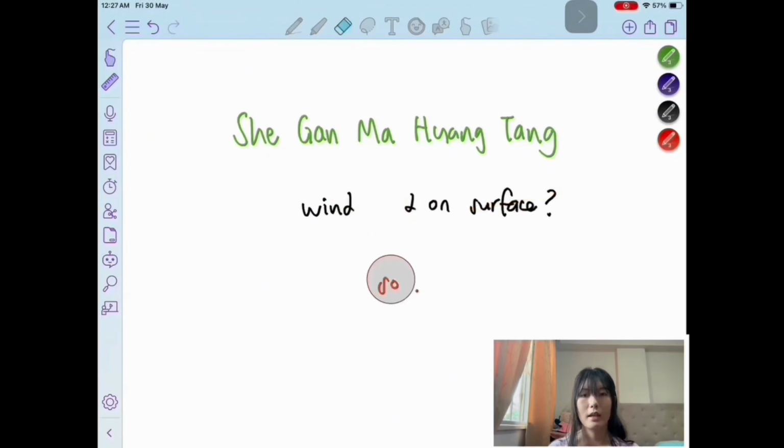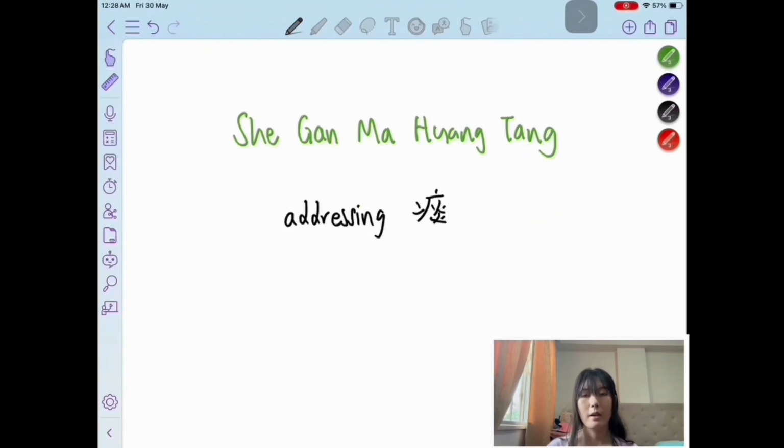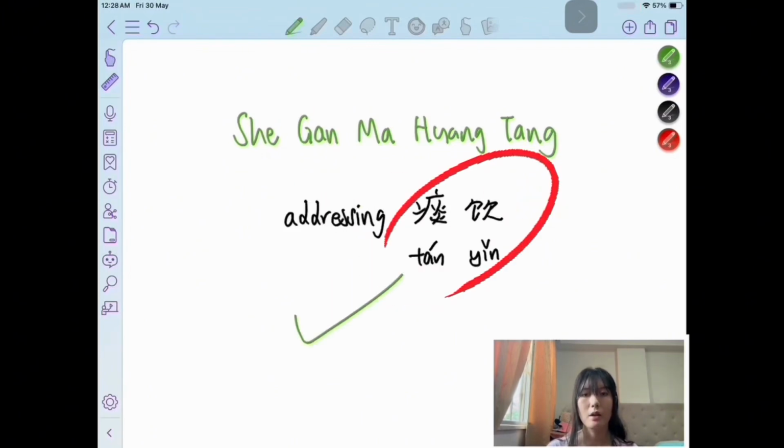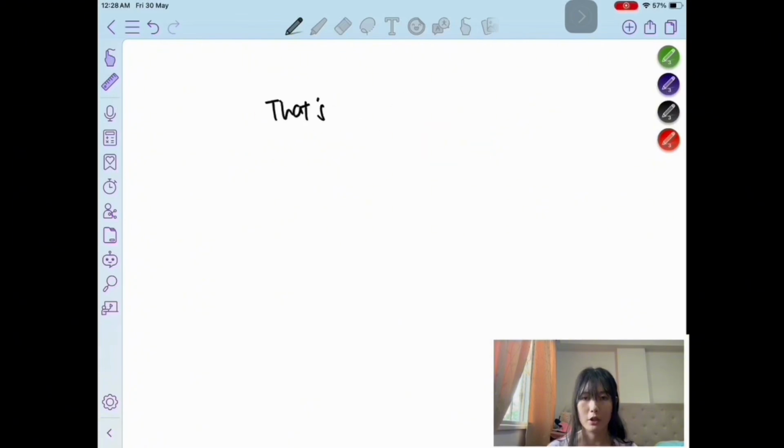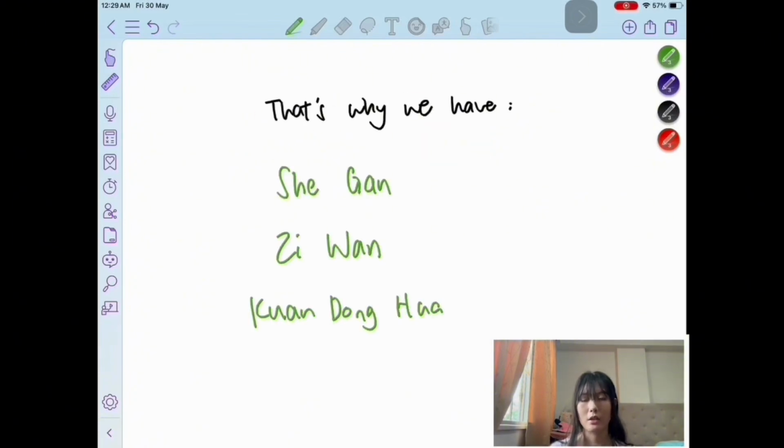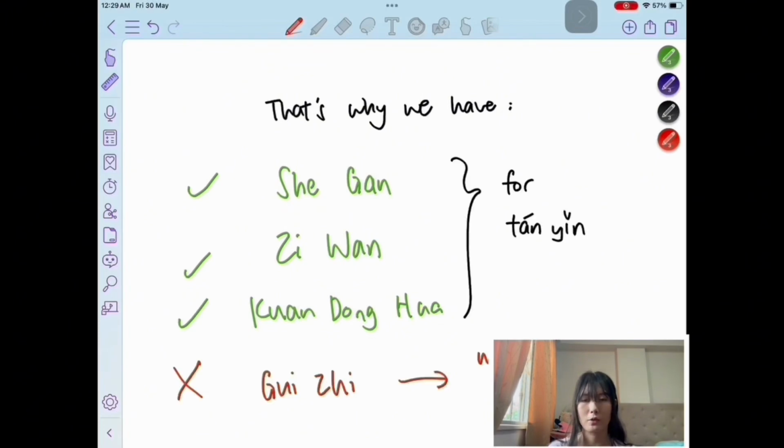Ma Huang Tang is less about wind cold on the surface and more about addressing tan yin, which is internal phlegm accumulation. This is why Ma Huang Tang does not have 桂枝, but has 射干, 紫菀, and 款冬花 to achieve its intended effect of clearing internal phlegm accumulation obstructing the lungs.